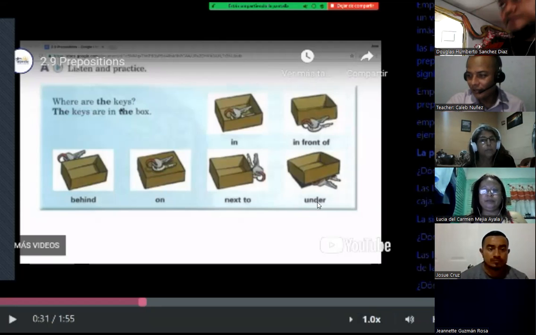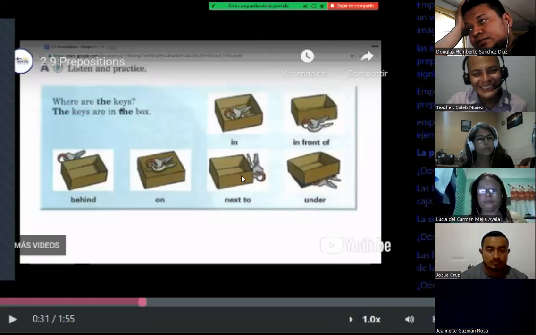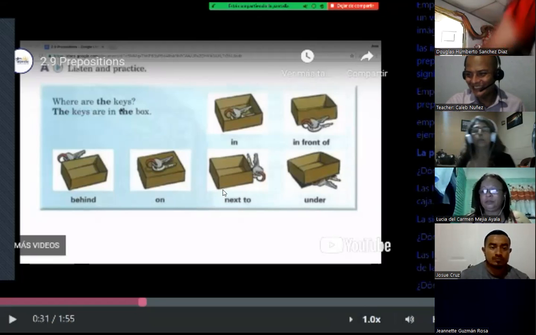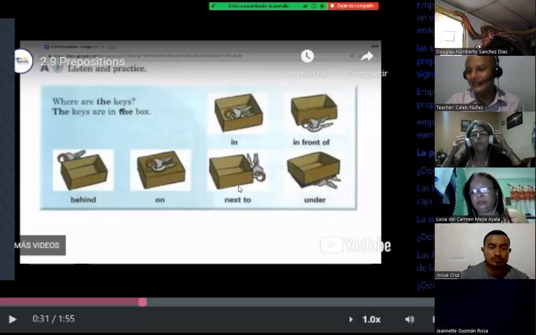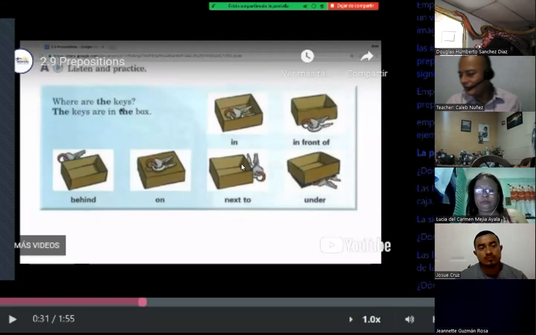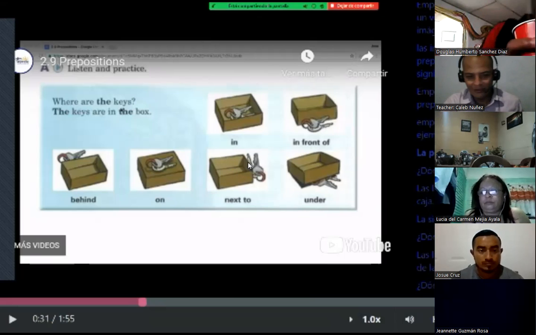Make the question. Where are the keys? Oscar, where are the keys? They are behind the box. Did you say next to the box? No. Okay, can you repeat? Look where I'm pointing at. Is it next to? Next to. Okay. The keys are next to the box.